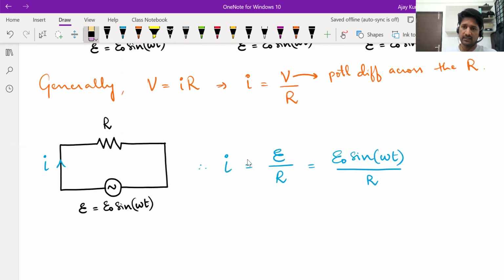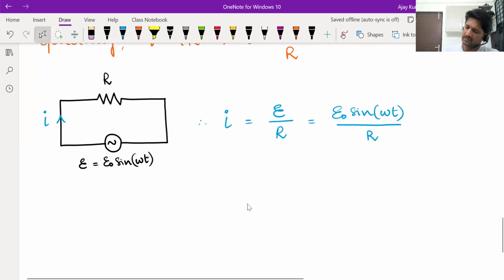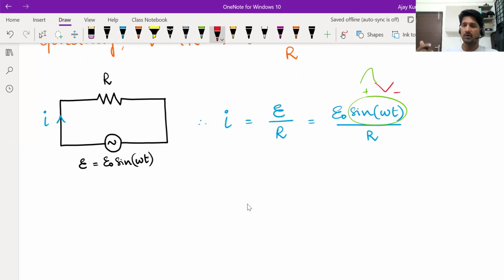And how do we say this current is alternating? As time passes, for half a cycle the sine function will be positive, and the other half cycle the sine function will be negative. So current keeps changing from positive to negative. For some time it will flow clockwise, sometime anti-clockwise. That's what alternating current is. Okay.